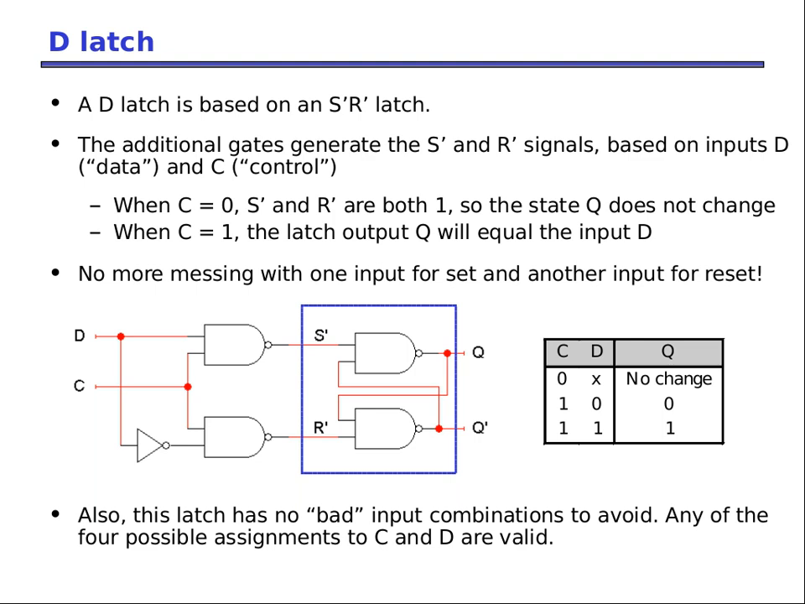But again, you go ahead and go through it. If D is on, then you're setting it to 1. If D is off, then you're resetting it to 0. And then C is what holds it to no change, and we don't care what D is.